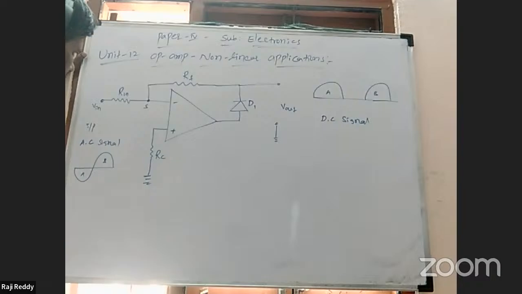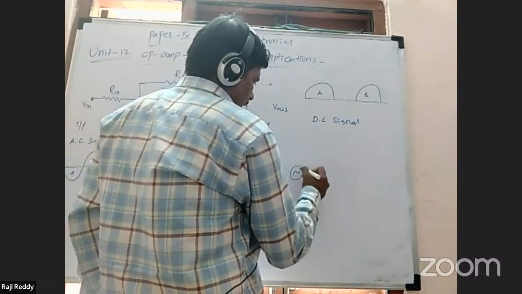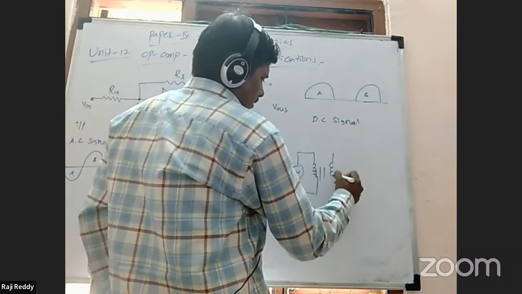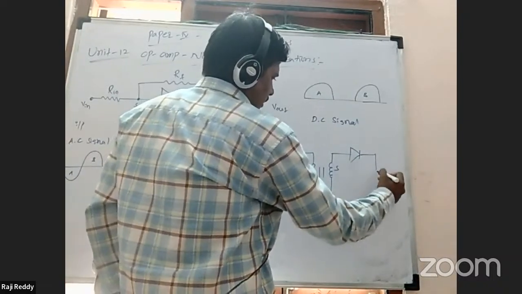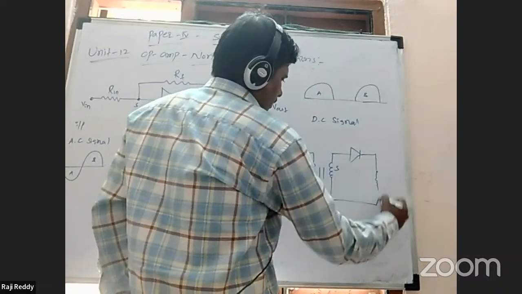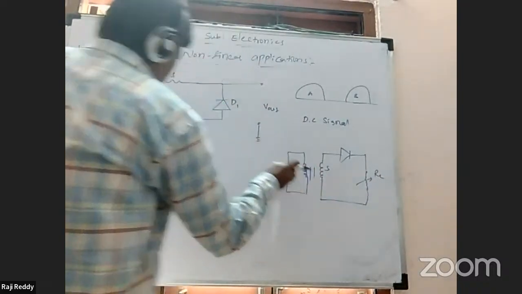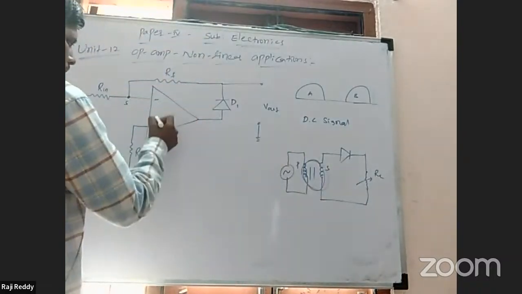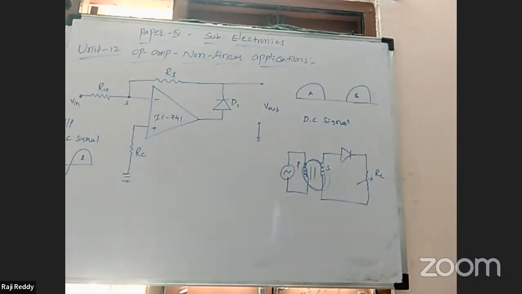In the previous diagram, the AC source is connected to the transformer primary coil. These are the rectifier circuits. This is the primary coil, and this is the secondary coil. Here the diode is connected, and we take the output across the load resistance, that is RL. Same thing here, but instead of a transformer, we are using an operational amplifier, that is the IC 741, with its pin numbers.